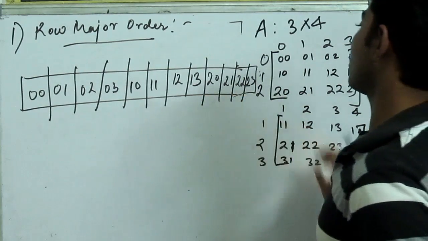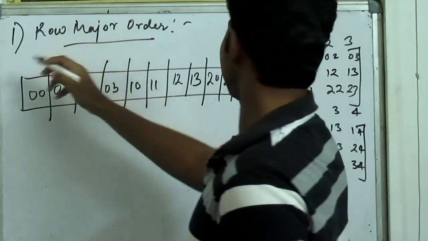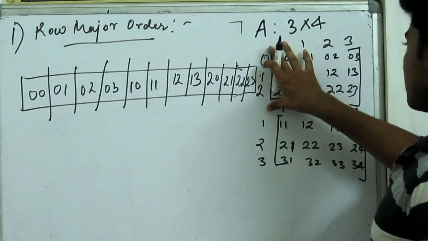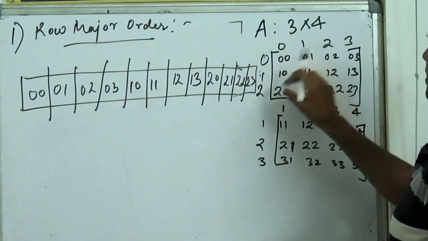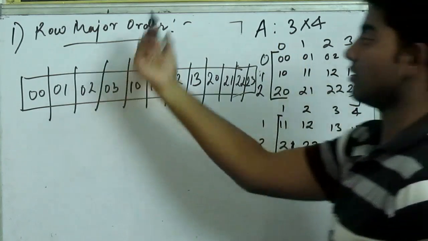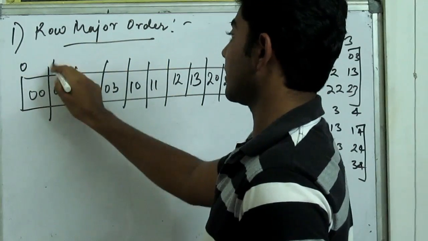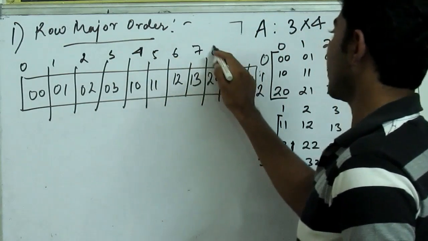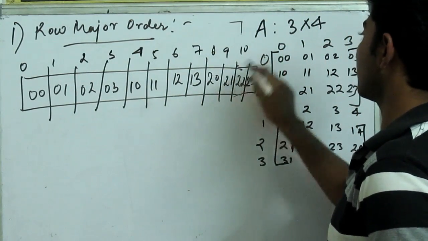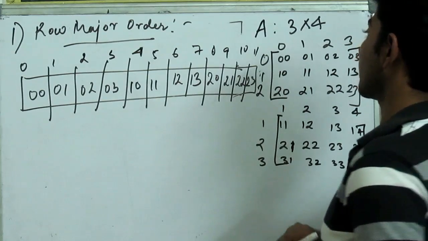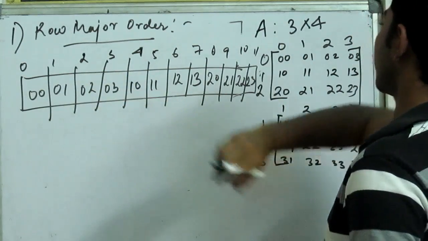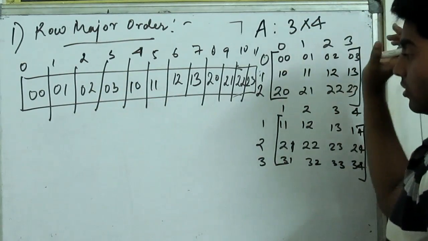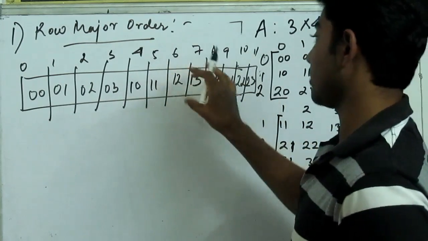As we are using this array where our starting index is 0, again we'll have to start with index 0: 0 1 2 3 4 5 6 7 8 9 10 and maybe 11. Yes, 12 elements will be there. As we are using a 3 cross 4 array, there will be 12 elements.